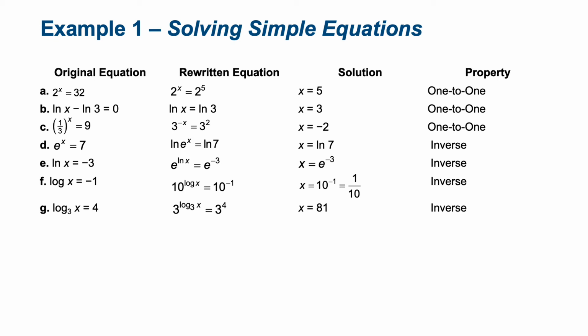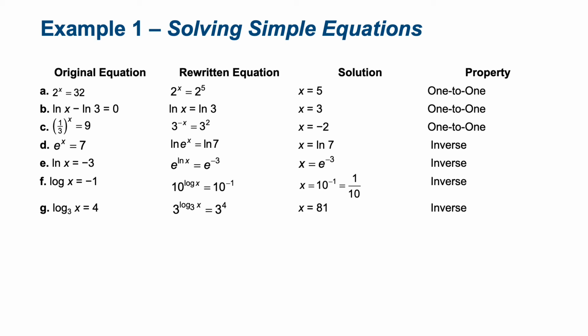1/3 to the x power is equal to 9. I can rewrite both sides of this equation in terms of 3. I can write 1/3 as 3 to the negative 1, so the whole 1/3 to the x power becomes 3 to the negative x power. And 9 I can rewrite as 3 squared. Now that they have the same base, I can set the exponents equal to each other. So I get negative x is equal to 2, and then I simplify: x is equal to negative 2. That's using the one-to-one property.